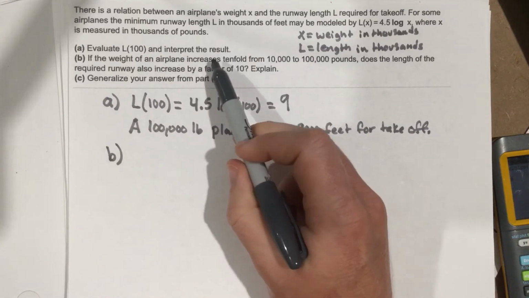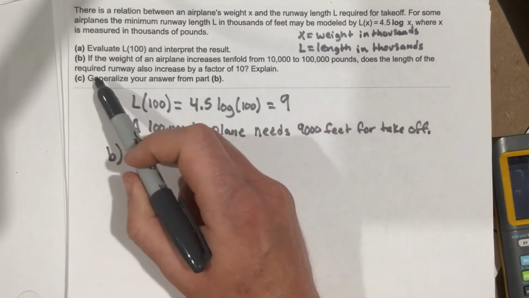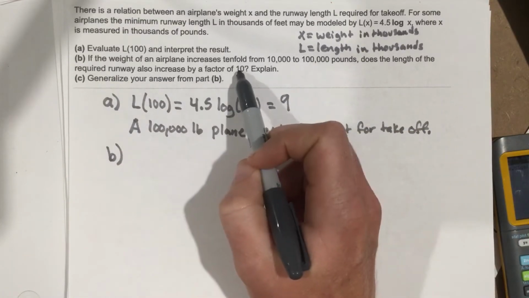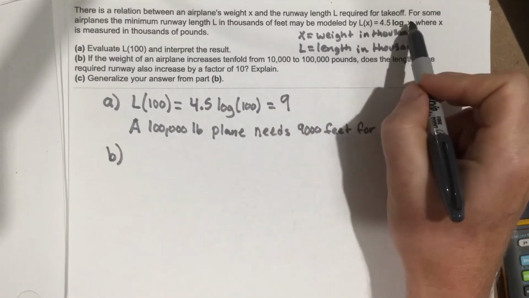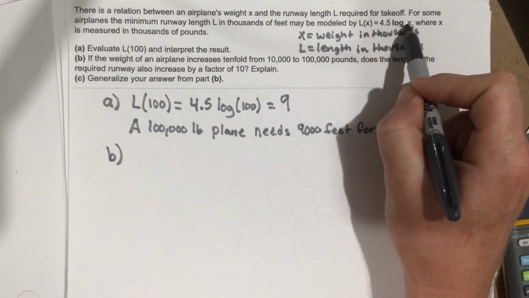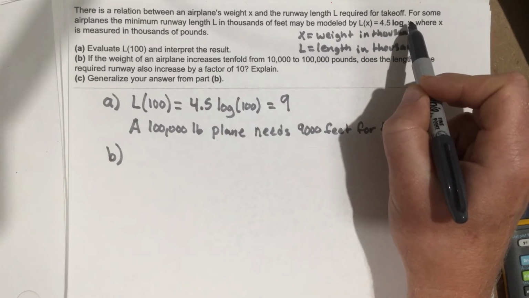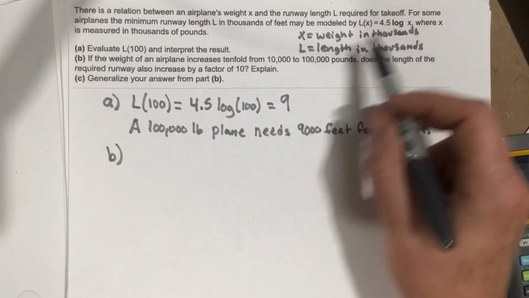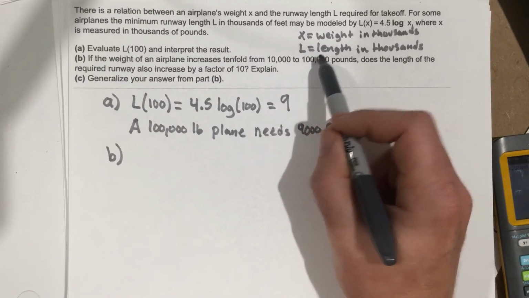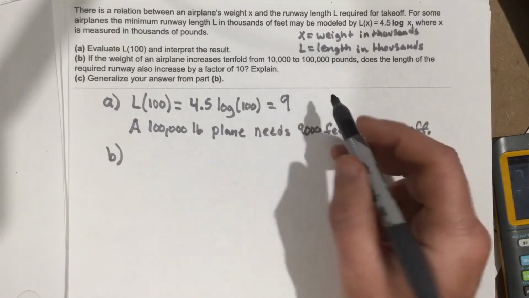If the weight of an airplane increases tenfold from 10,000 to 100,000 pounds, does the length of the required runway also increase by a factor of 10? Explain. I don't believe it does, because we have a logarithm here, and a logarithm with an input will spit out an exponent. That exponent is only going to increase by 1, essentially, from 10,000 to 100,000, because this is log base 10. Let's take a look and compare them.